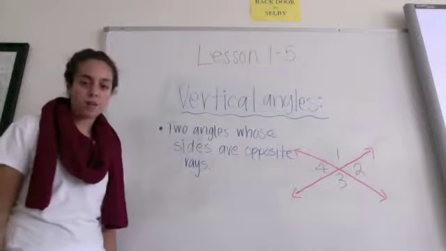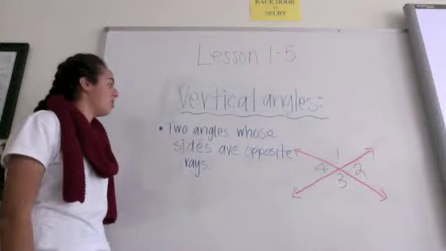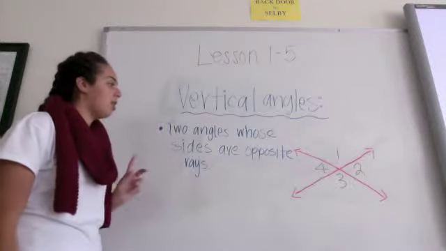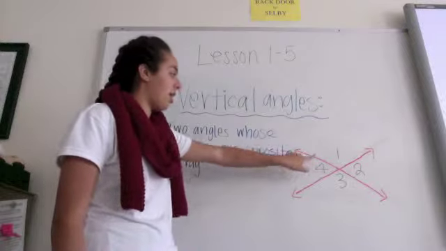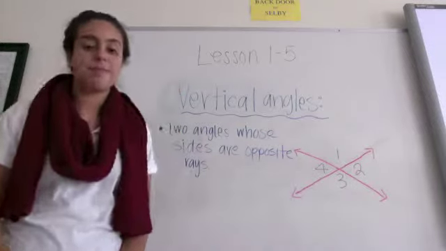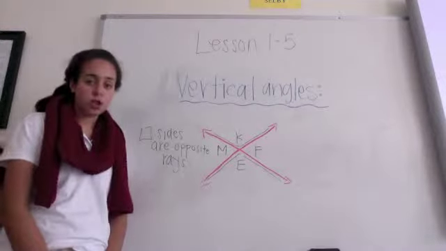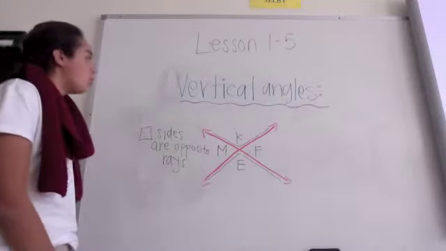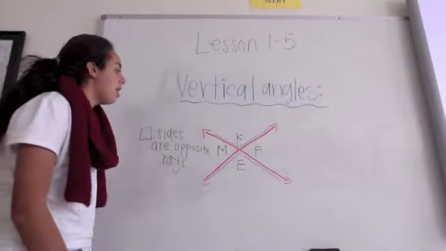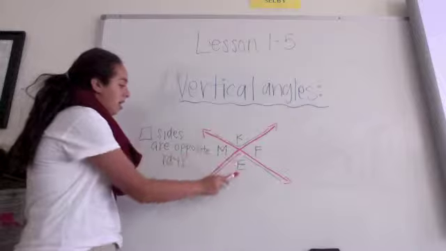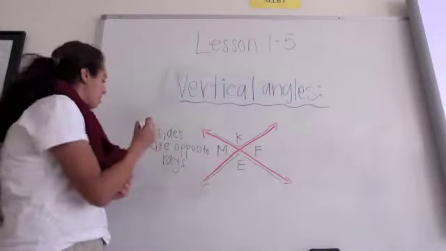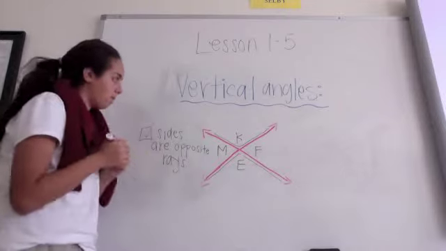The next angle pair we will be talking about is vertical angles. Vertical angles are 2 angles whose sides are opposite rays. This is shown in the drawing. Angles 1 and 3 are opposite rays, and angles 4 and 2 are opposite rays. In our first example, to know whether or not this is a vertical angle, you have to check to see if the sides of the angles are opposite rays. In this example, angles K, E are opposite rays, and M and F are opposite rays, which makes this a vertical angle.